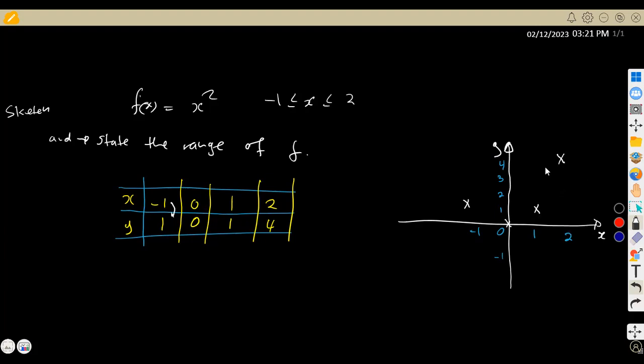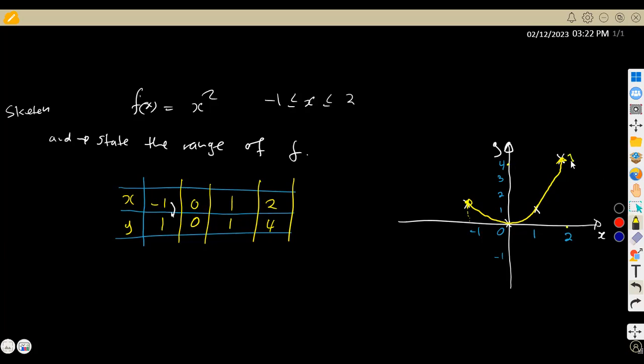Okay, so the graph that we're supposed to have at the end was supposed to be like this, from this point up to this point here. So we are limited where x starts at -1, and at that point y is equal to 1. And we end where x is equal to 2, and at that point y is equal to 4.